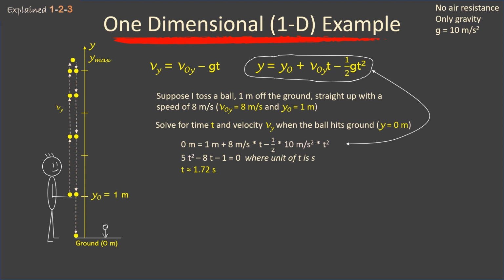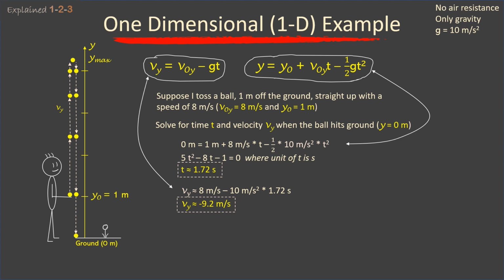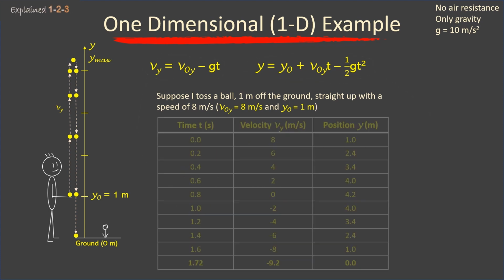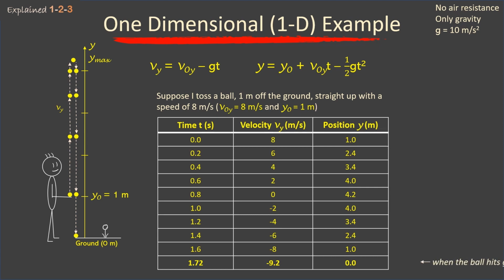Once we know the time when the ball hits the ground, we can then use the left-hand side equation to solve for the final velocity when the ball hits the ground. And that comes to 9.2 meters per second, pointing downward because of the negative sign. There you have it. Now we have a fully completed table. Nice. Let's look at the table a bit closer.